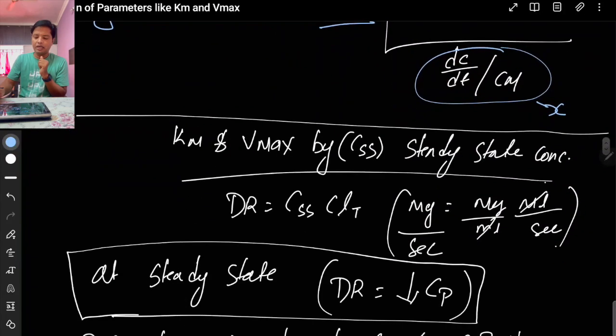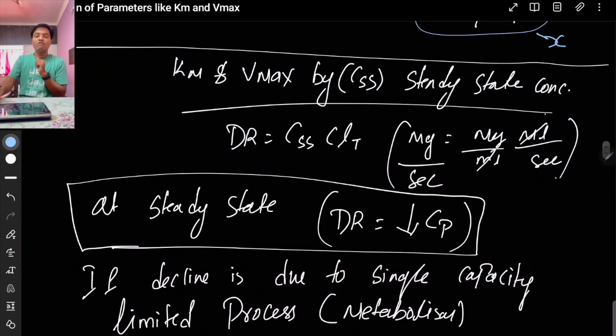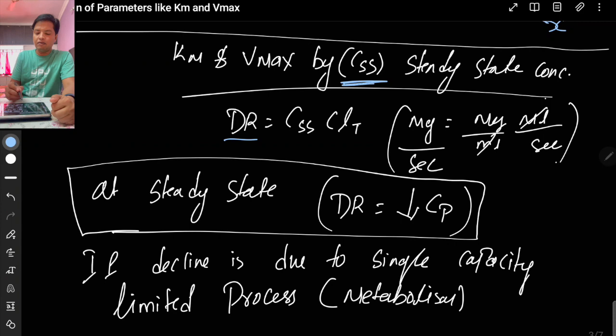Okay, next, these are all one method. The above methods are valid for the one compartment model, IV infusion. Now, we can also find the Km and Vmax values by steady state. So how do we find Km and Vmax by steady state? We can find that by the steady state equation. We'll see what that is. In the steady state, your DR is the dosing rate. Dosing rate is equal to steady state concentration multiplied by clearance.